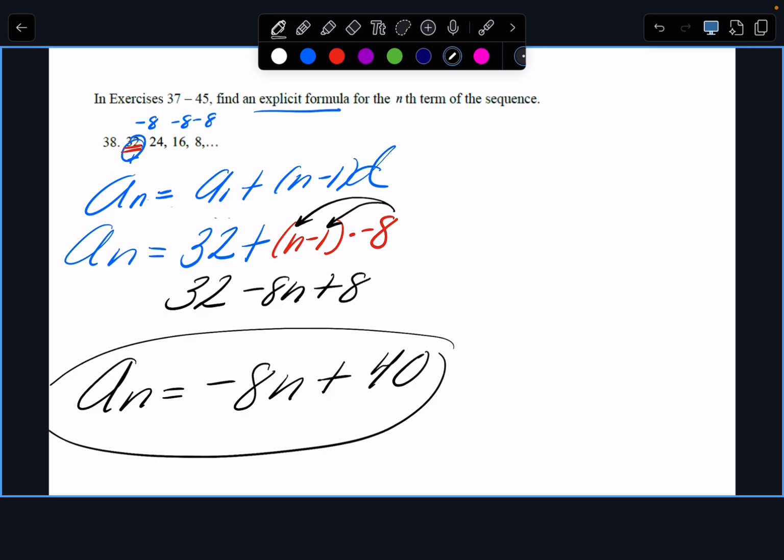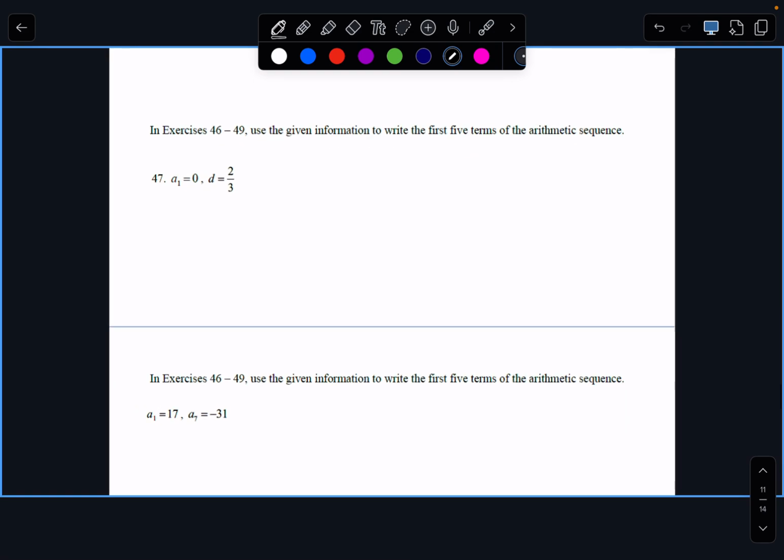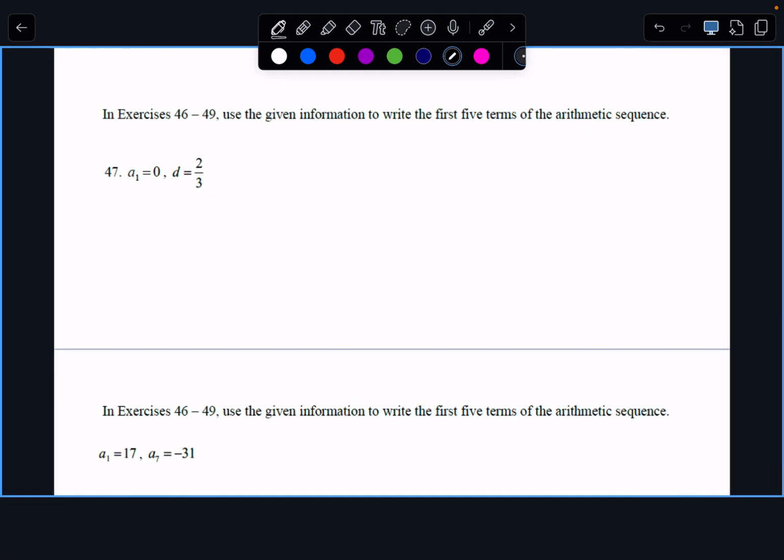If it was geometric, we'd use a different formula, right? We'd be using a sub n equals a sub 1 times r to the n minus 1. Okay. I feel like we never use recursive. We don't, not very often.